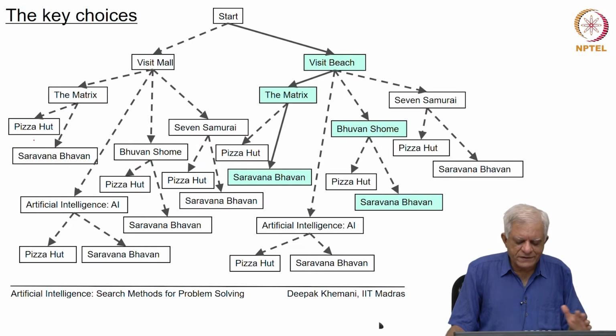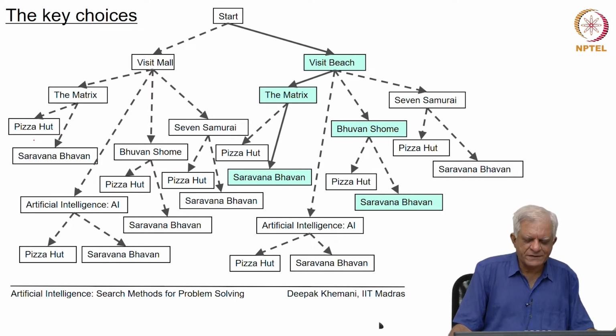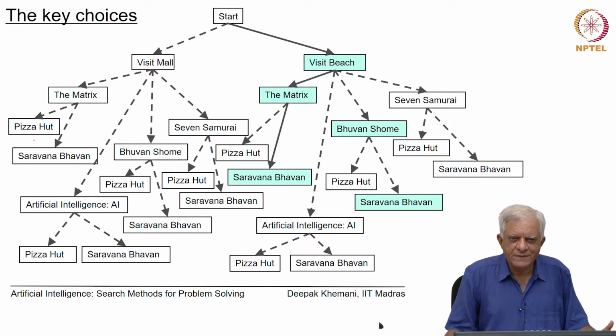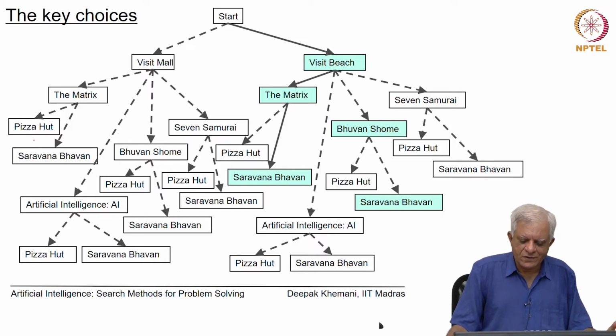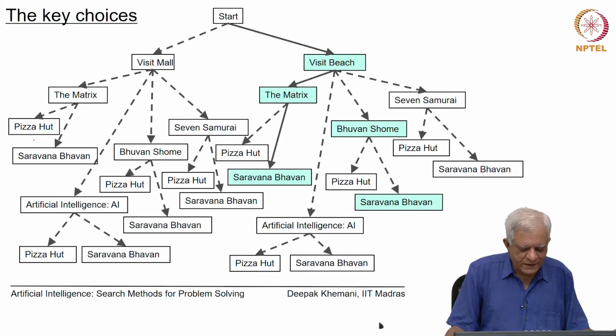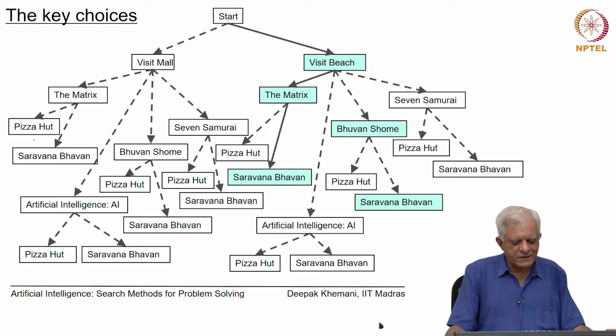If you were to look at the complete search tree of the options that were available to you, the options that in this small example we have are either go to the mall or go to the beach and either eat in Pizza Hut or eat in Saravana Bhavan, or one of 4 films, the Matrix, Bhuvan Shom, 7 Samurai, and AI.